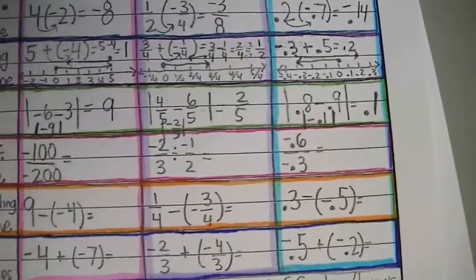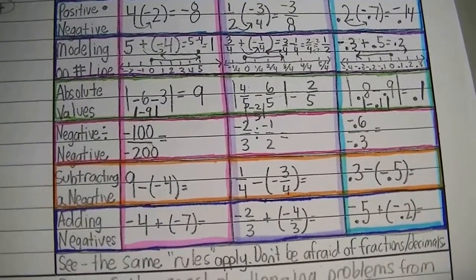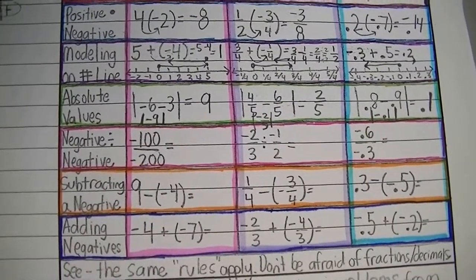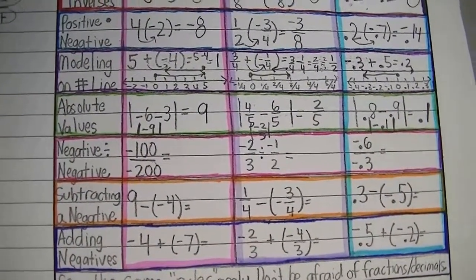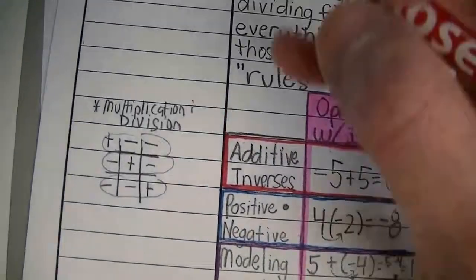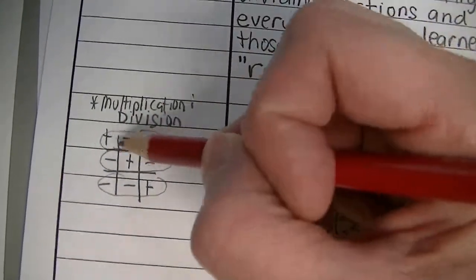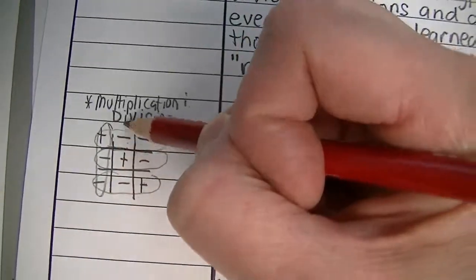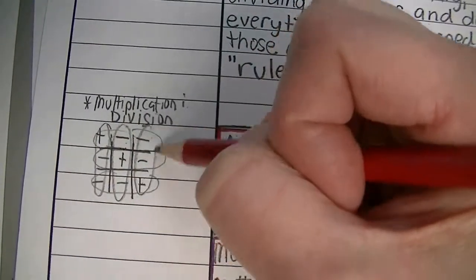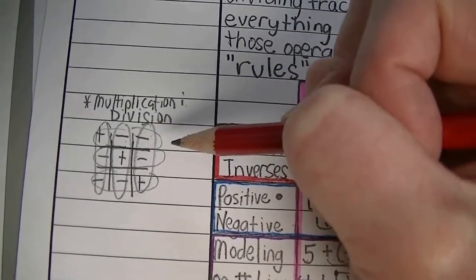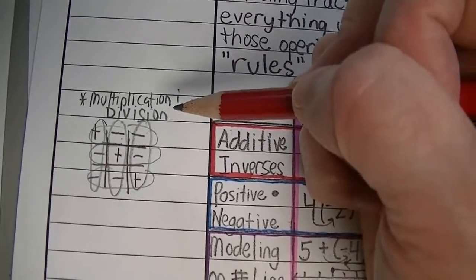The next row is a negative divided by a negative. So just to kind of refresh your memories, we have this chart right here. And again, it only works for multiplication and division. Multiplication goes across using the rows. Division goes down, okay? That's how you read this chart. It's only for multiplication and division, nothing else, not addition and subtraction, heck no, okay?